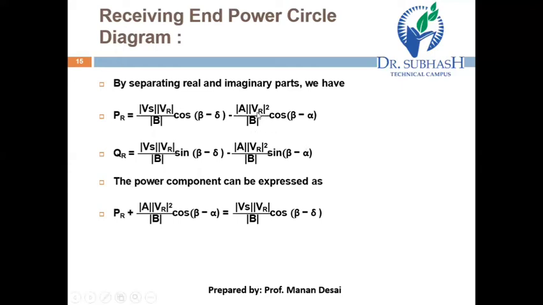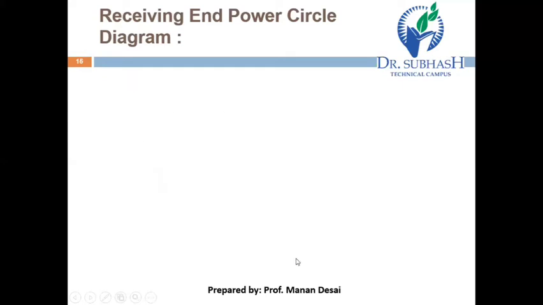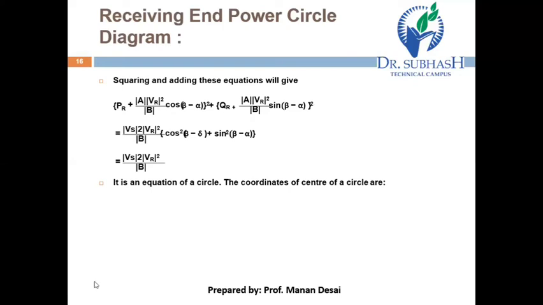We have shifted this component to the addition of PR, so PR plus this component is equal to this component. And likewise for QR, we have shifted this, and VS VR upon B. Now squaring and adding these equations, PR and QR, will give us the equation of a circle.